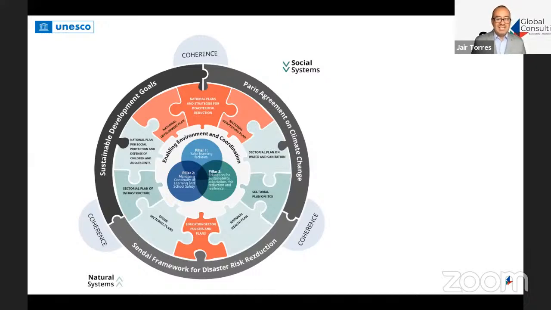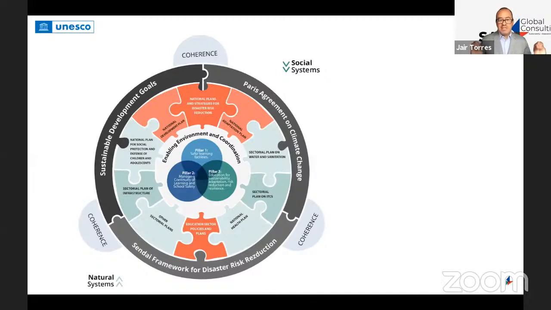And we understand that school safety is an issue that goes beyond the ministers of education, and that needs to have a repercussion not only on the national plans and strategies for disaster risk reduction, or on the education sector policies and plans that the country has at different levels, national, regional, local, but also on other plans, such as the National Development Plan, the National Adaptation Plan, the National Plan for Social Protection and Defense of Children, the sectorial plans for infrastructure, the sectorial plans of water and sanitation, and the national health plans.